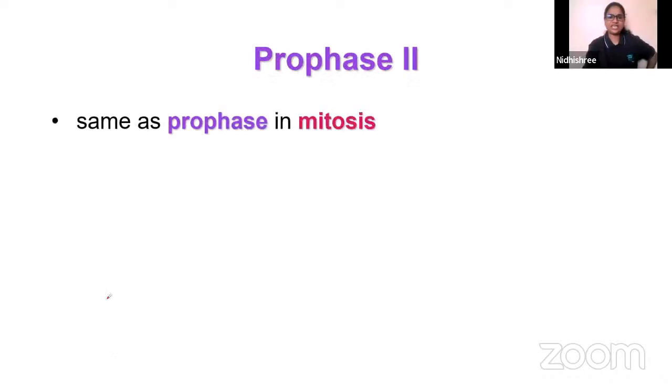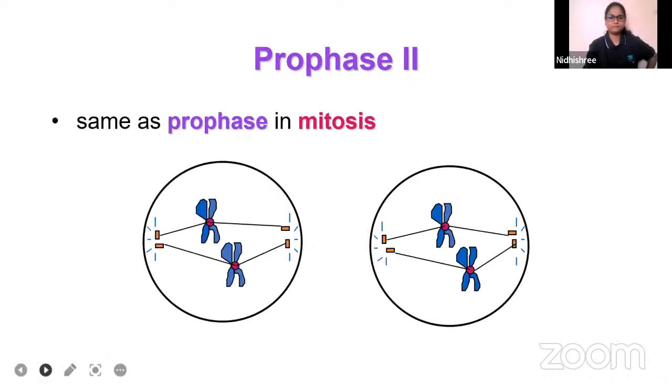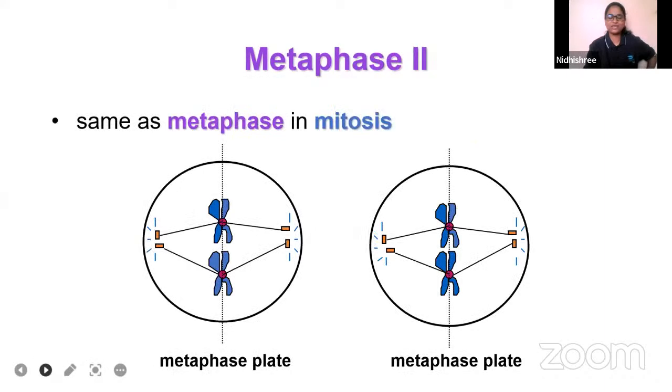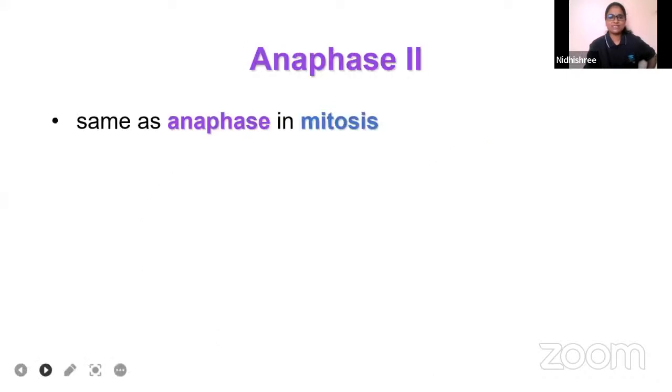Prophase 2 is the same as prophase in mitosis. Condensation occurs. Metaphase 2 is the same as metaphase in mitosis. Chromosomes align at the equatorial plate. Then in anaphase 2, separation of the chromatids occurs. Sister chromatids will be separated along with the kinetochore.